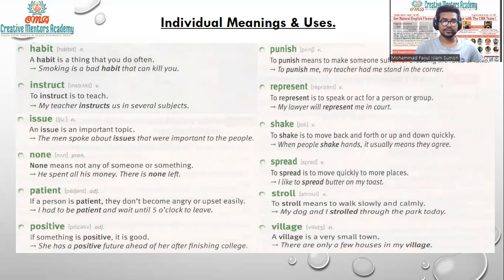Okay, the next one is none. None means not any of someone or something. I mean, nothing. He spent all his money. There's none left. I mean, there is not a single penny left.